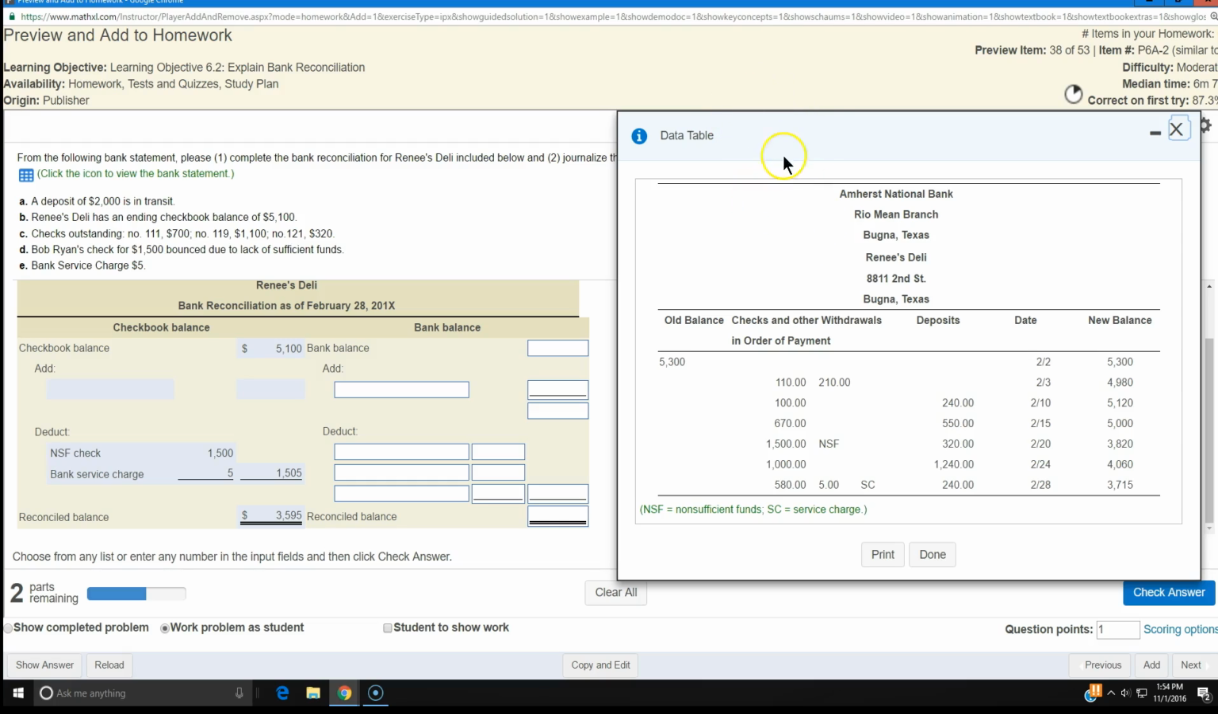Your problem is in the book as well. You can see it on whatever page it is, but as soon as you click on that icon to see the bank statement, you can see the transactions. So you need to come over to the bank statement here, which you clicked on this icon in order to get. You see all the transactions in February and you can validate those two charges that you see for the NSF check and also the service charge over here.